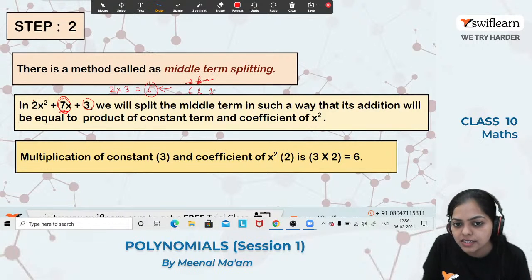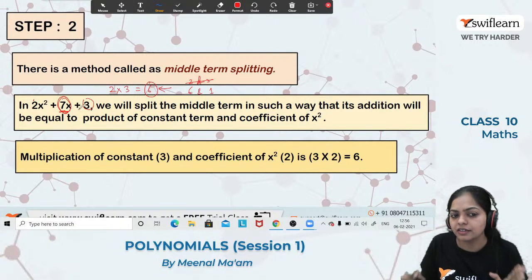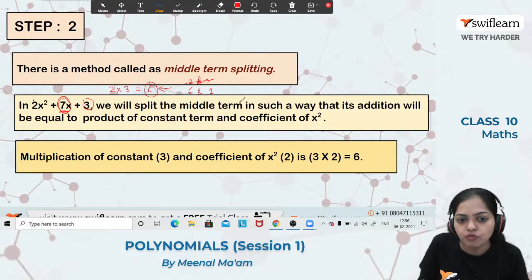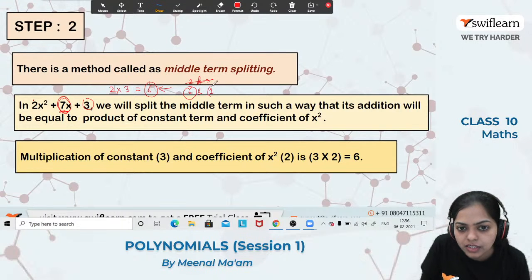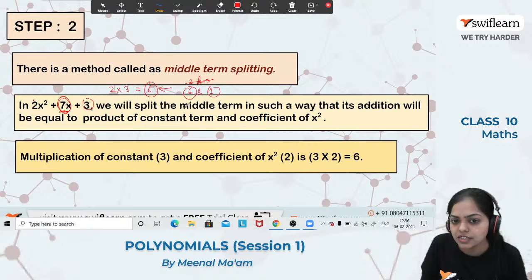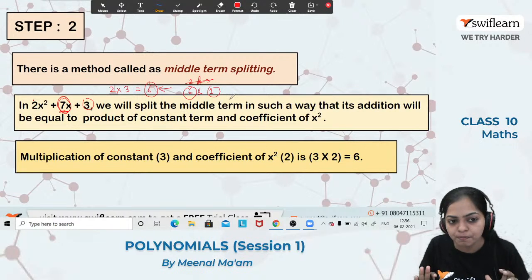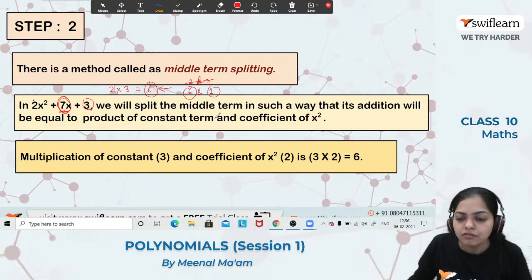But when we add 6 and 1, the factors of 6, we get 7 as the sum. So we are going to take these two factors of 6, that is 6 and 1. Got it, everyone? Okay.